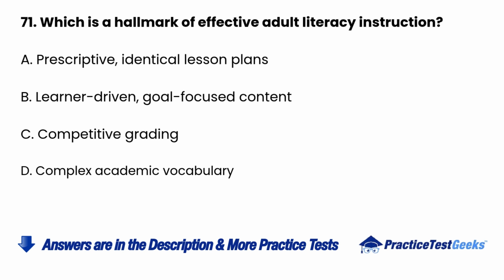71. Which is a hallmark of effective adult literacy instruction? A. Prescriptive, identical lesson plans. B. Learner-driven, goal-focused content. C. Competitive grading. D. Complex academic vocabulary.